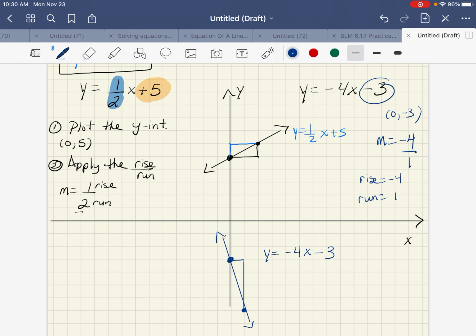So again, plot your y-intercept, apply your rise over run from your y-intercept, and make sure not to put that second point down until you've completed both the rise and the run.